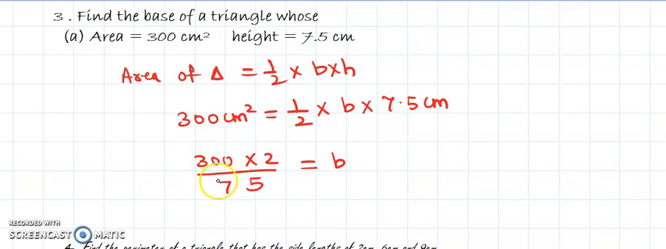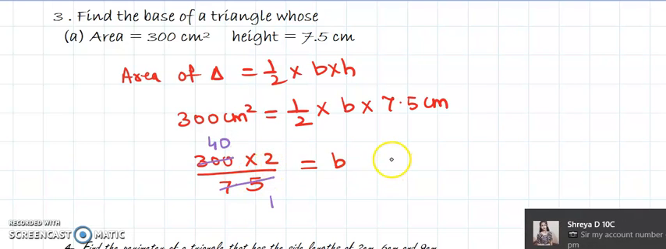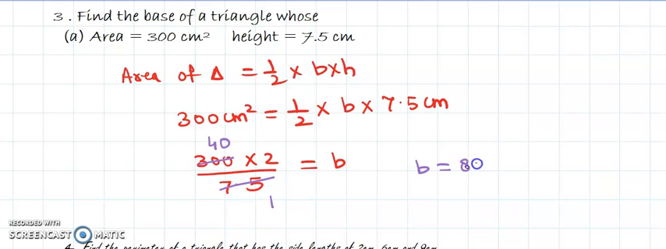As we simplify it, 7.5 ones are 7.5, 7.5 into 40 will become 300, and as you multiply the 40 and 2, you will get the answer of b is equal to 80 centimeter. That's the solution of the third type of question, and you all have understood it also.